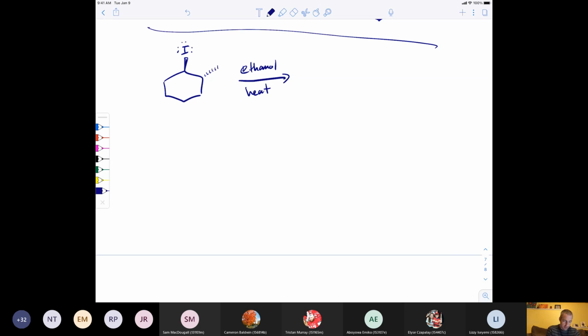There we go. Ethanol, heat. We have nothing negatively charged, no alkoxide, so it's not E2. No strong nucleophile. So this is a secondary. We have a protic solvent, that's polar protic solvent, and we have heat. These conditions all together are indicative of E1 mechanism.